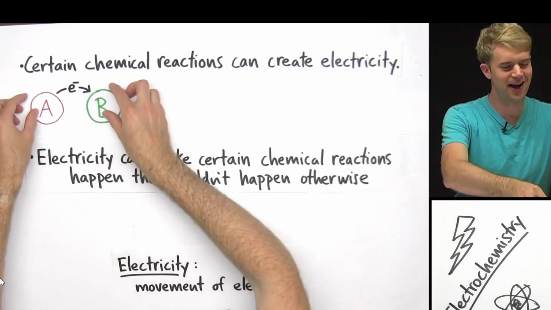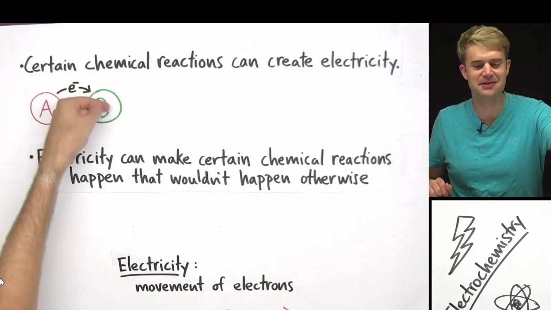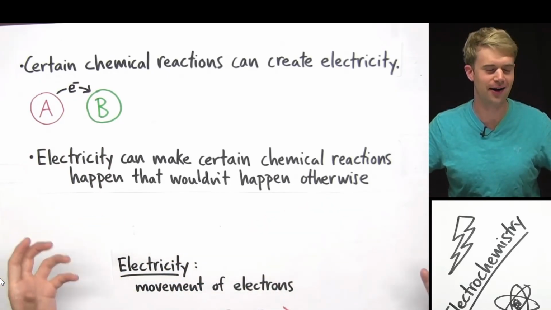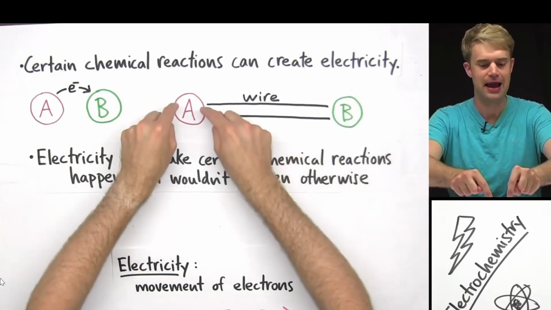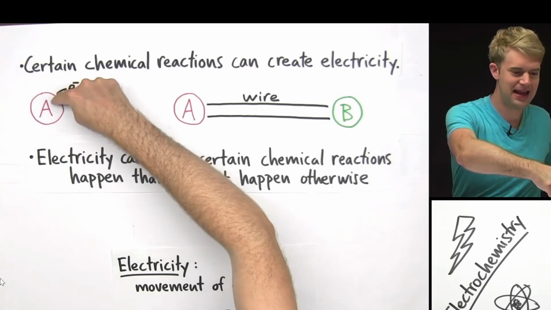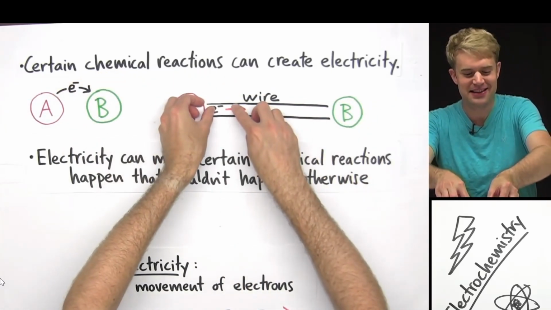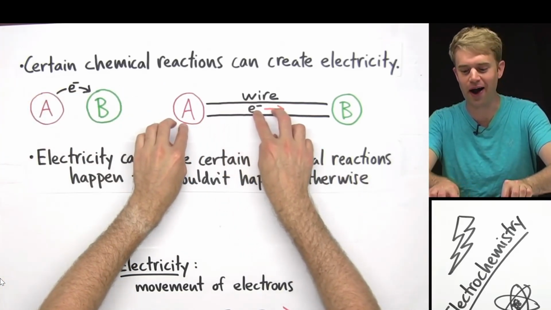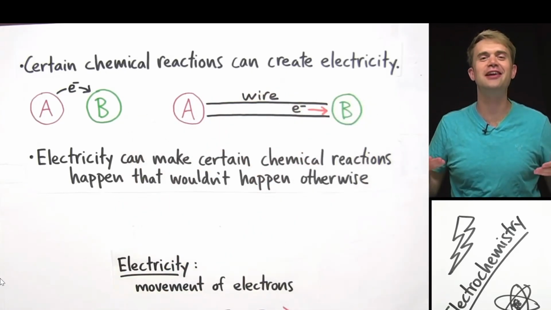So here I've got an oxidation-reduction reaction where electrons are moving from A to B. How can I use this to create electricity along a wire? Well, what we could do is we could separate A and B, right? We know that electrons want to move from A to B, so if we separate them with a wire, then the electrons moving between these atoms will have to travel through the wire, and bam, we've got electricity.